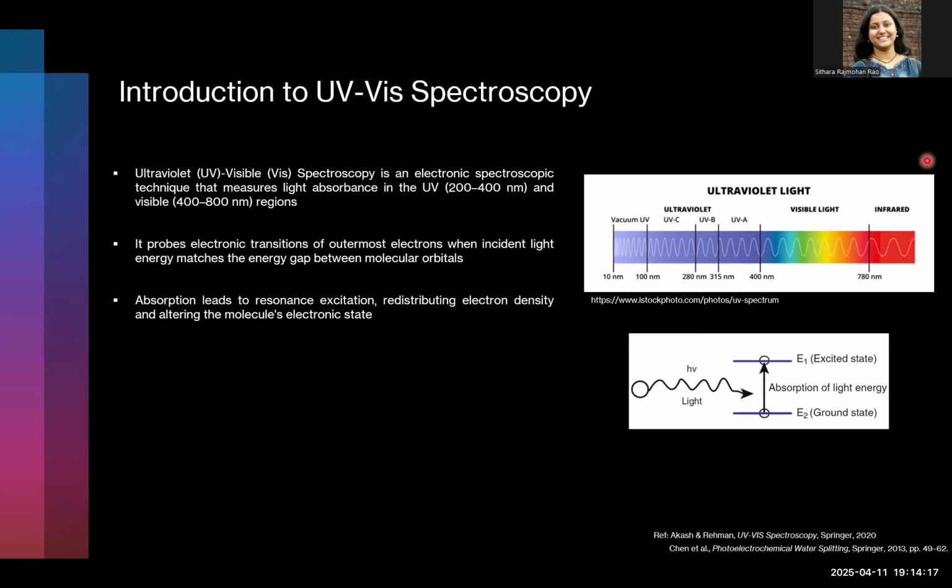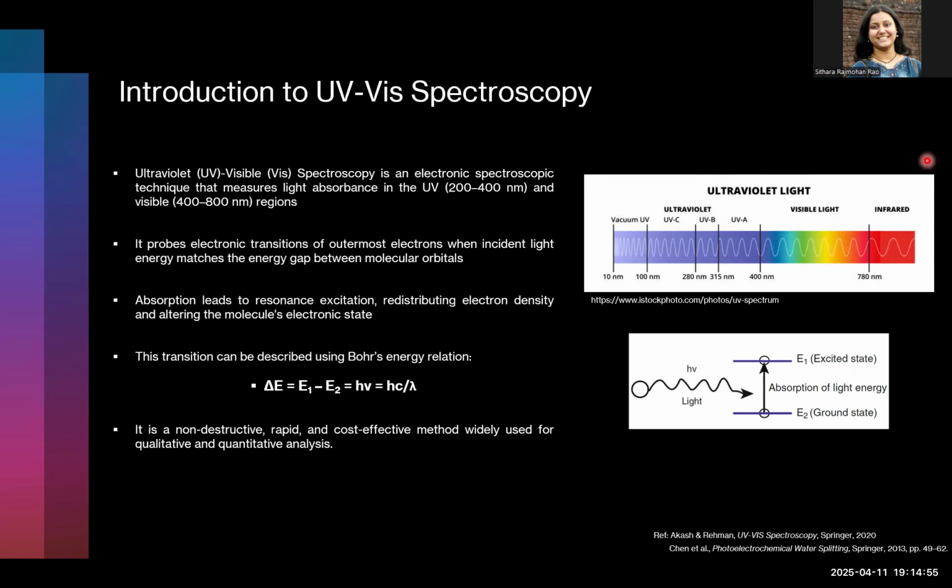The basic idea behind UV-Vis is that the light incident on the molecule results in the absorption of energy by the electrons in the ground state, which get excited to the excited state. This excitation results in the absorption that we see in the absorption spectrum. This electronic transition can be described using Bohr's energy relation: delta E, the difference between the initial and final energy states, equals h nu, where nu is the frequency of the light, or equals hc by lambda, where lambda is the wavelength of the light, h is Planck's constant, and c is the speed of light.